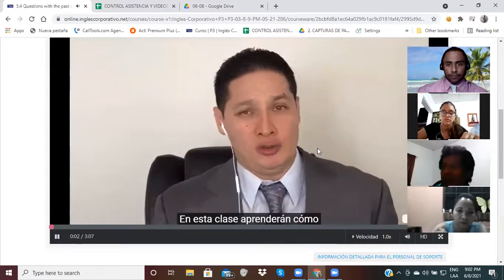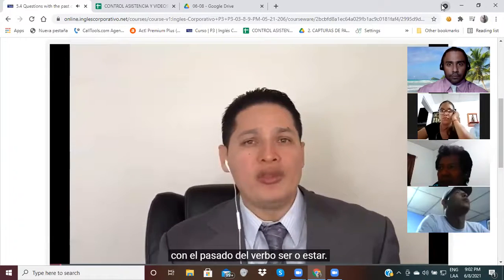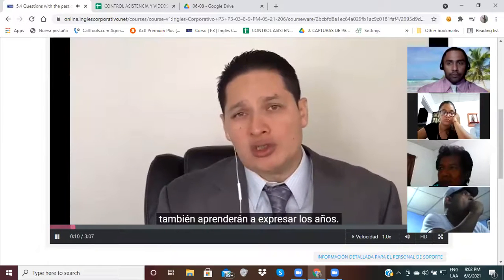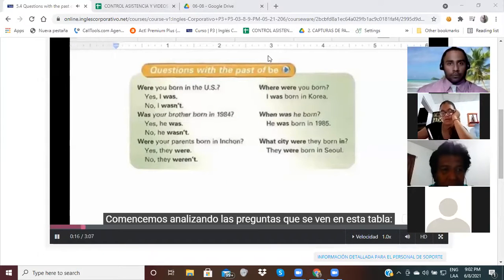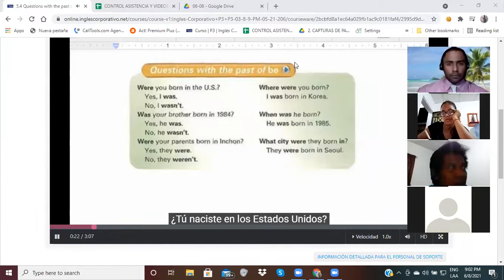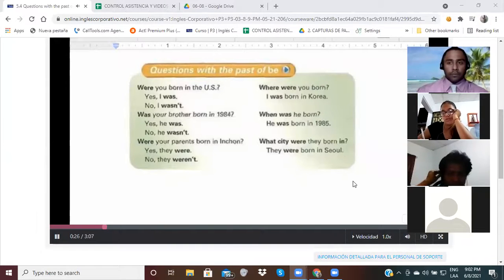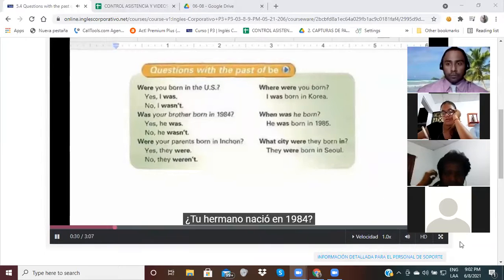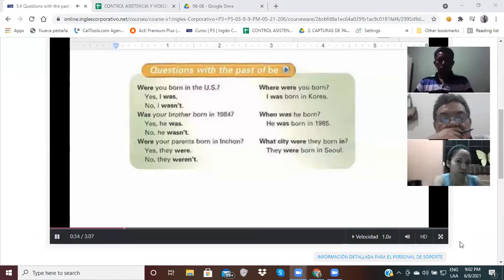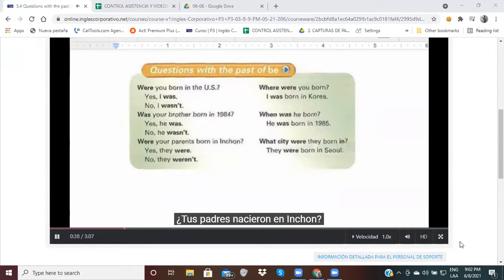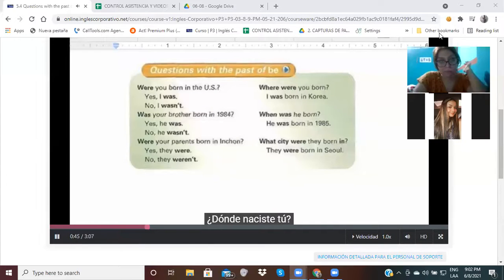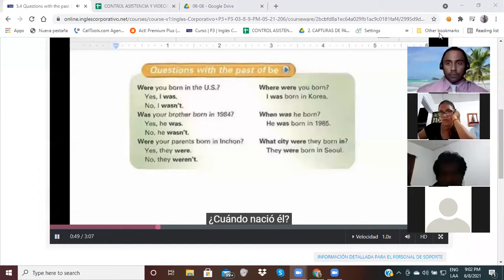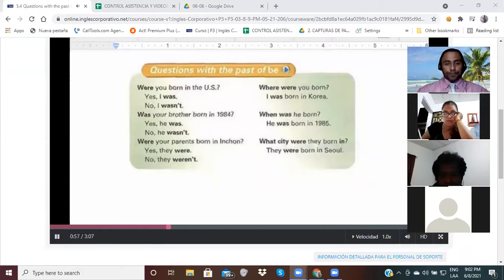Everyone, in this class you'll learn how to ask and answer questions with the past of be. Additionally, you'll also learn how to express years. Let's get started by analyzing the questions that you see on this chart. Questions with the past of be. Were you born in the U.S.? Yes, I was. No, I wasn't. Was your brother born in 1984? Yes, he was. No, he wasn't. Were your parents born in Incheon? Yes, they were. No, they weren't. Where were you born? I was born in Korea. When was he born? He was born in 1985. What city were they born in? They were born in Seoul.